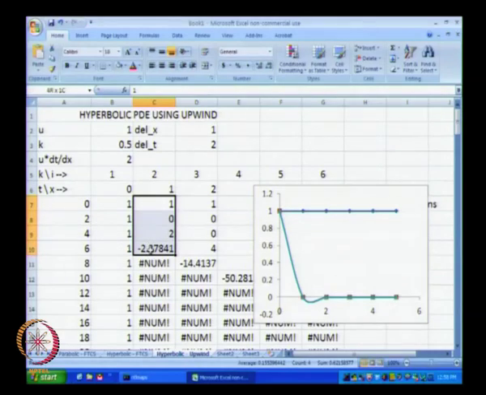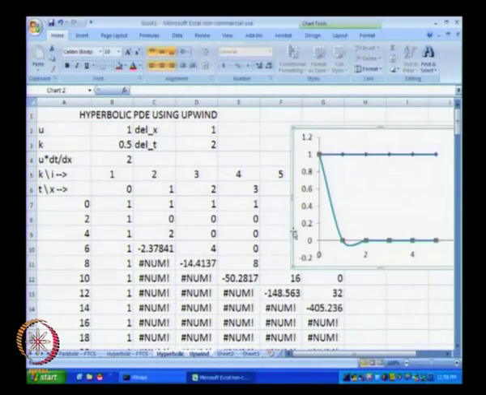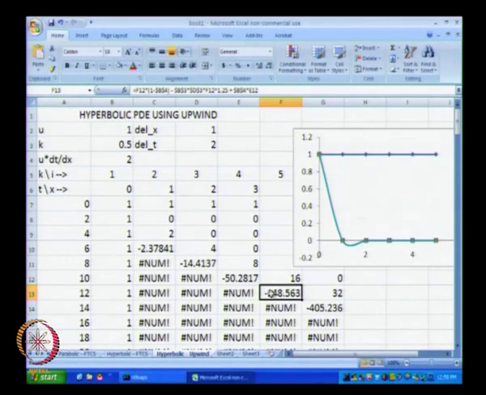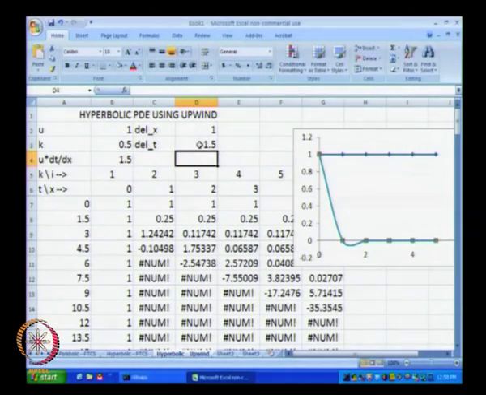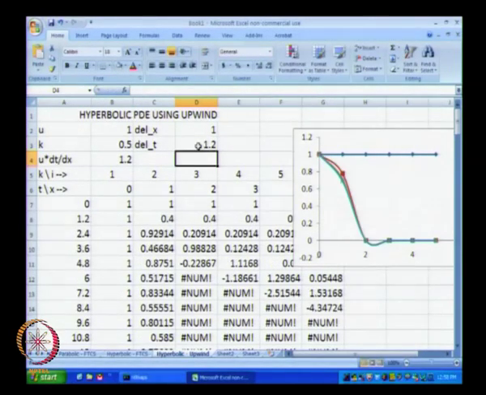If you see over here, the concentration at time 6 has become negative, and indeed the concentration at location 4 at time 10 is minus 50, this is minus 150 and minus 400. So we can see that when the delta t is fairly high, our overall solution is going to diverge. Likewise, the solution will diverge for other values of delta t, say if we take delta t as 1.5 or 1.2, again the solution diverges.